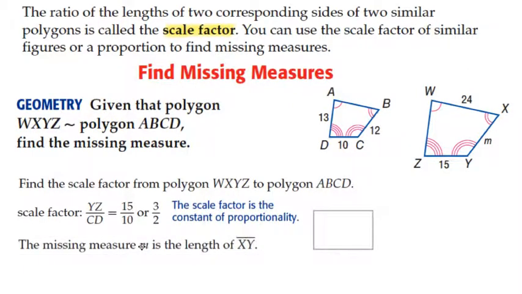So we can use that scale factor to go ahead and find our missing side. The sides in quadrilateral WXYZ are 1.5 times bigger than the ones in ABCD. So we're going to say M is equal to 3 over 2 times 12. This side right here, side M, will equal this side times the scale factor. So that works out to be 18. So the length of side M is 18.